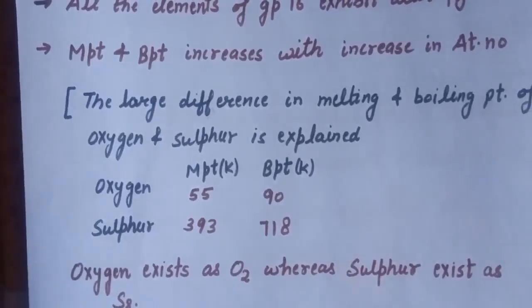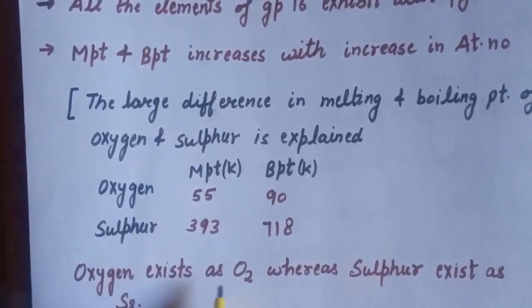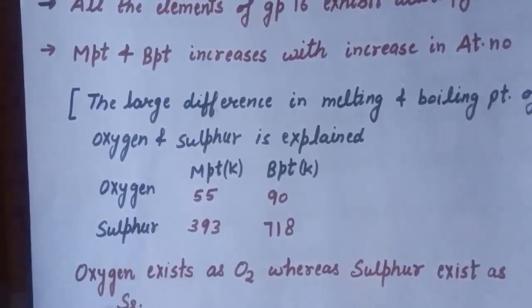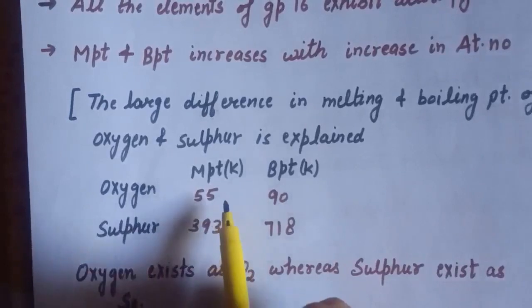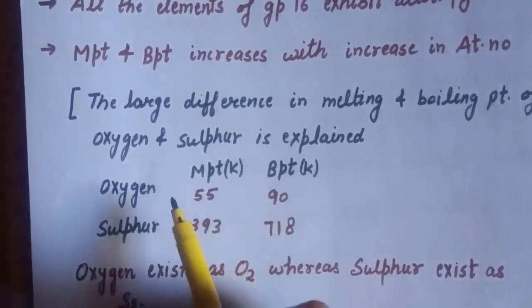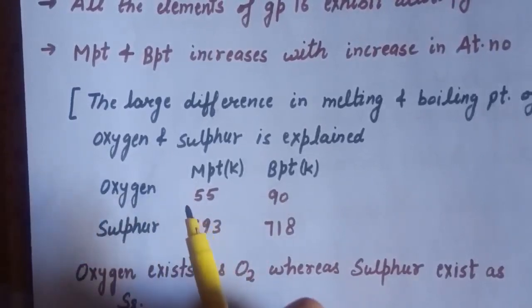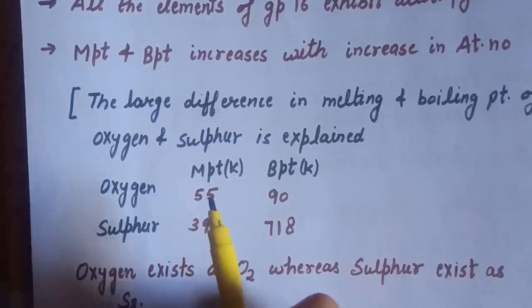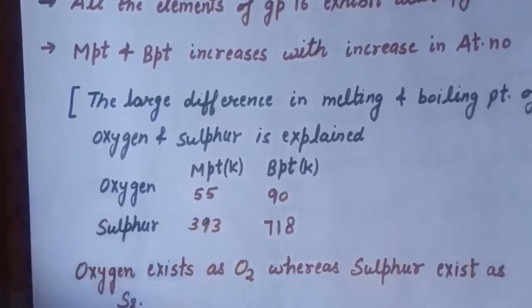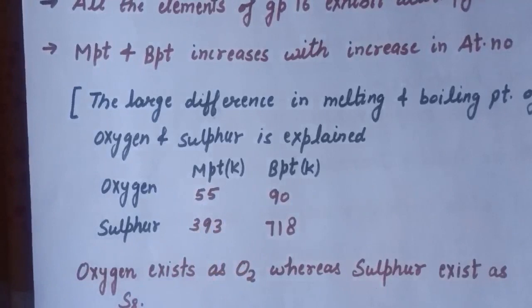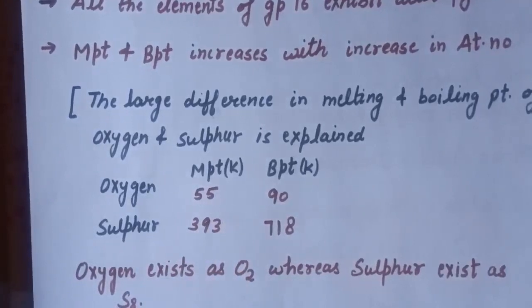And because of the difference in the structure of O2 and S8, we have a large difference in the melting point and boiling point of oxygen and sulfur. For other elements, we can explain that when we move down in a group, van der Waals force increases, and due to the increase in van der Waals forces, the melting and boiling point increases with increase in atomic number.